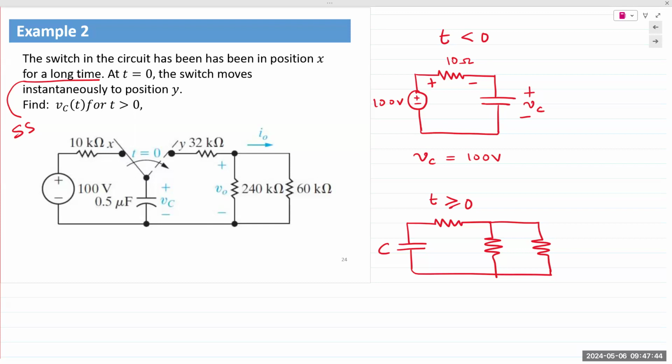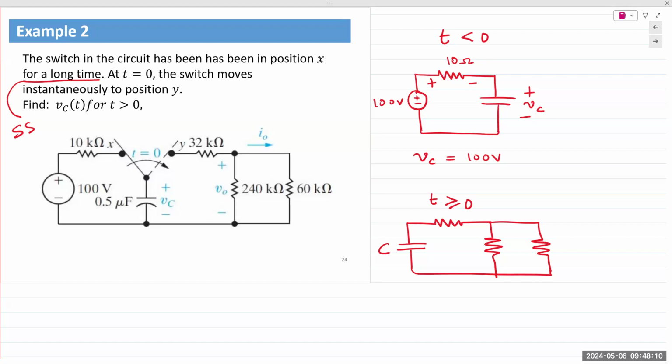It's behaving like an open circuit. No more electrons are flowing through. There is no more current flowing through the circuit. If there's no current flowing through the circuit, the voltage drop across the resistor would be 0. So when the capacitor is fully charged, the voltage across that resistor will be completely 0. And the fully charged capacitor will have a value of 100 volts.